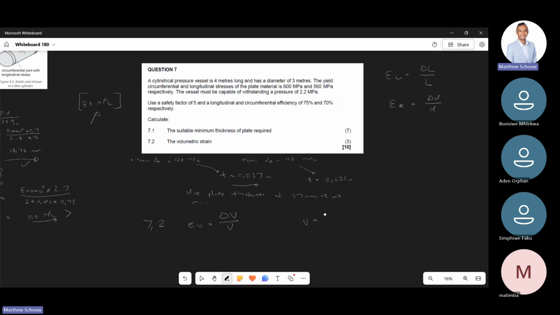So my volume for this one, I'll do it for you here, pi over 4 D squared L. Our diameter is 3 and the length is 4. So it's pi over 4 times 3 squared, and we're timesing this by 4. Let me calculate the volume for you. And all you have to do is calculate your change in volume.